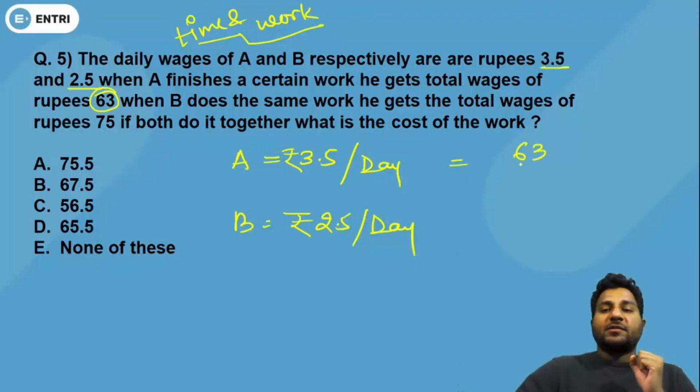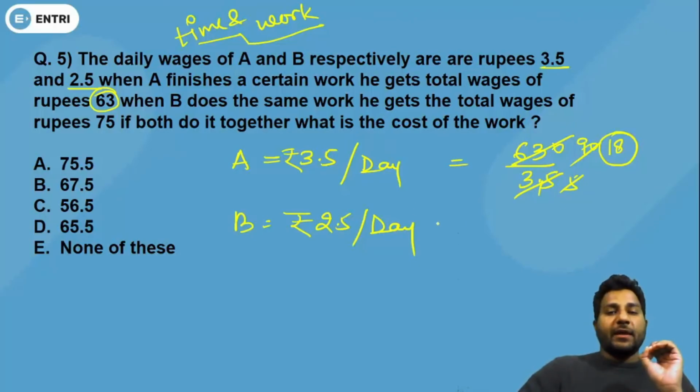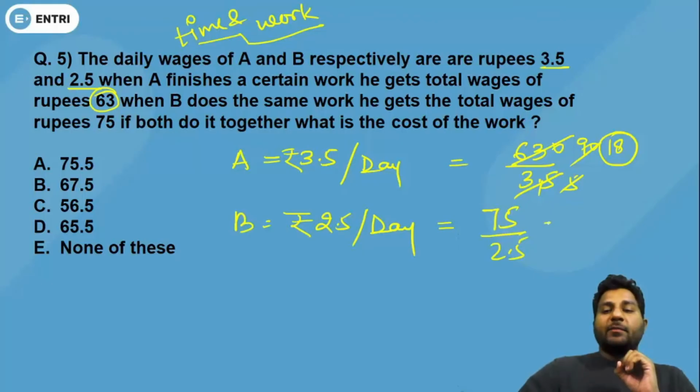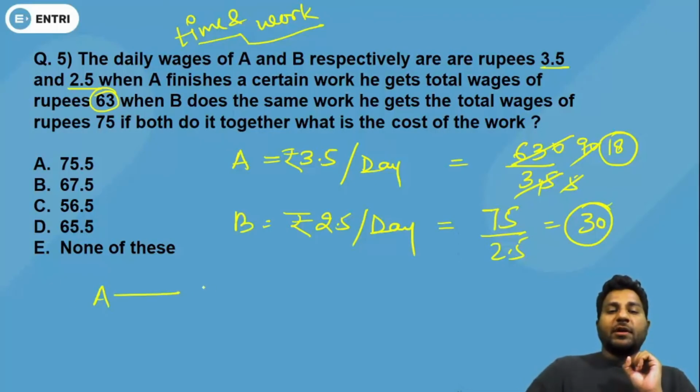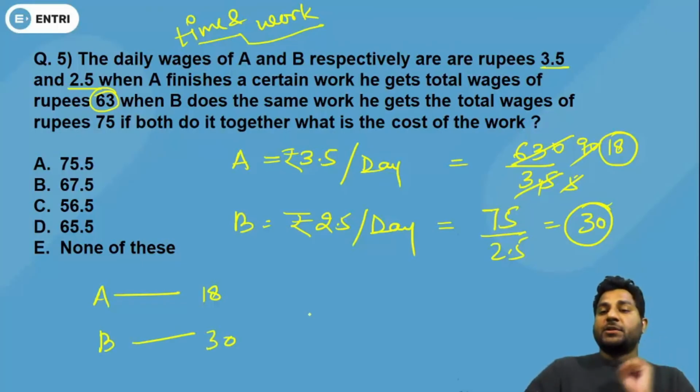Then what will you do? 63 divided by 3.5 to get the total number of days. Look at this here, 7, 9 and 7, 5, so 5, 18. So 18 days will be taken by A. And 75 rupees for B's work at 2.5 rupees per day, so you divide it by 2.5 to get 30 days. So A took 18 days to complete the total work, and B took 30 days to complete the total work.